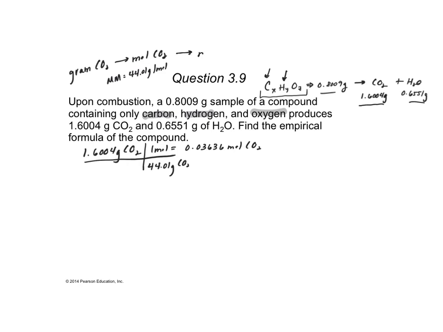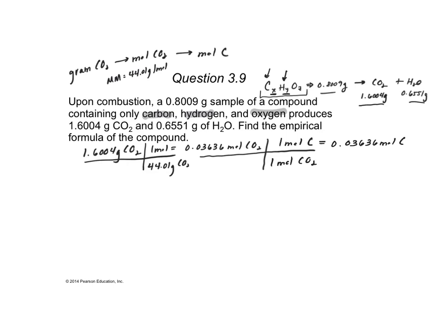So now I'm going to convert to moles of carbon, just using the stoichiometry in the chemical formula, right? So in CO2, for every 1 CO2 that we have, there is 1 carbon in it. So it's a 1-to-1 ratio. So every 1 mole of CO2, we get 1 mole of carbon. That'll convert this to moles of carbon, which is 0.03636 moles of carbon. All right, so that's how we get X here.